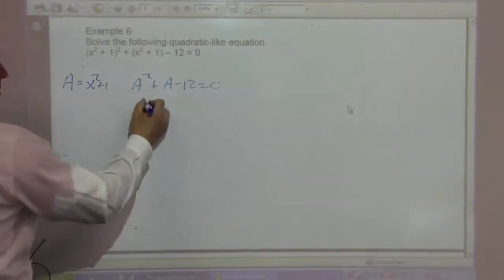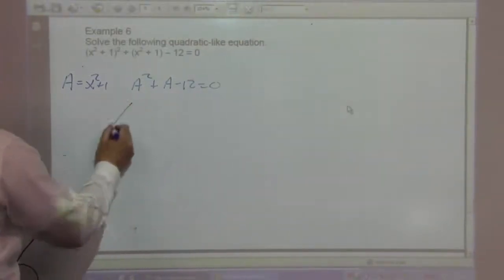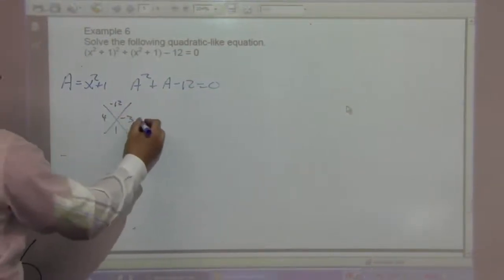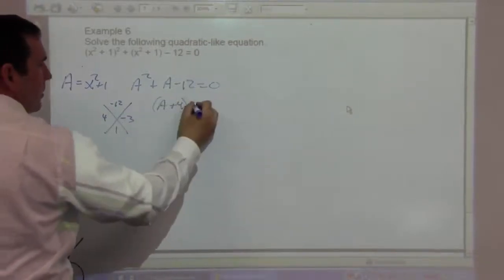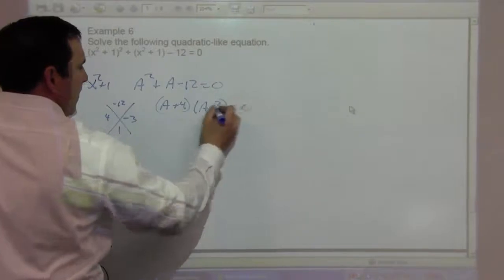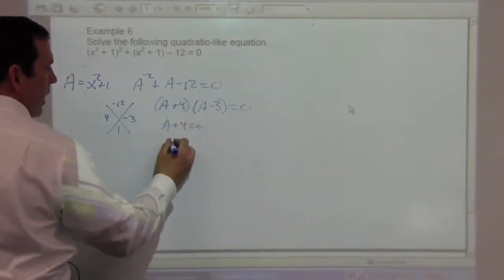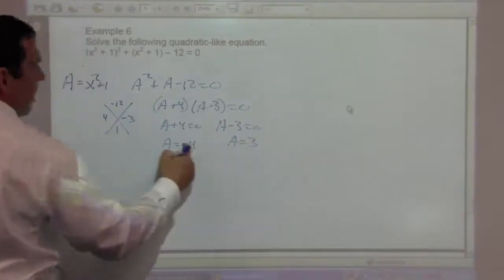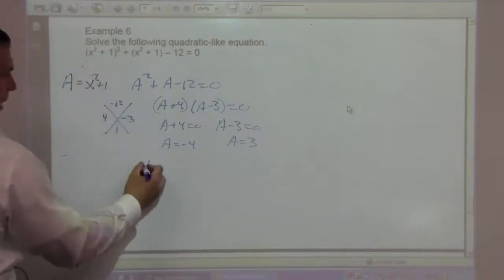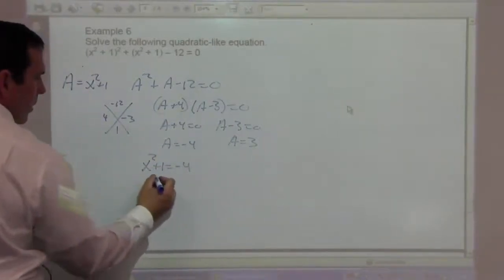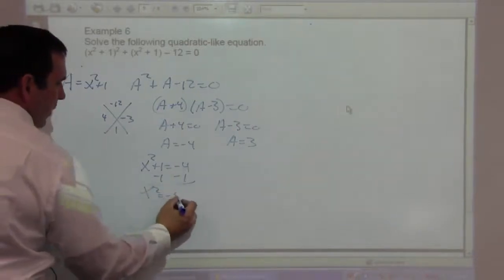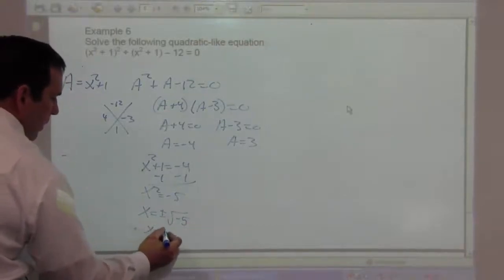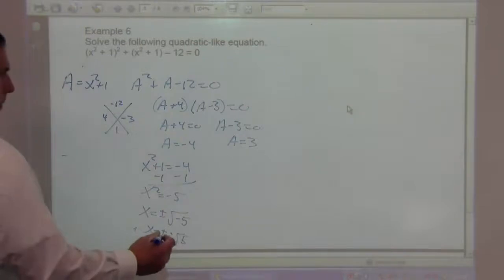This factors to be a, now if you want to do the factoring diamond style, negative 12 up here, 1 down here, so this is a 4, negative 3. A plus 4 times a minus 3 equals 0. A plus 4 is 0, so a equals negative 4. A minus 3 is 0, so a equals 3. Now I'm going to substitute this x squared plus 1 back. X squared plus 1 equals negative 4. X squared equals negative 5, and x is plus or minus the square root of negative 5, or x is plus or minus i times the square root of 5.